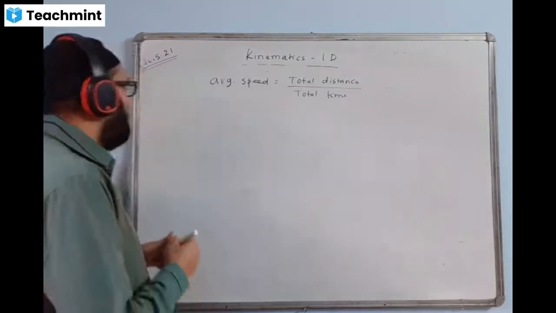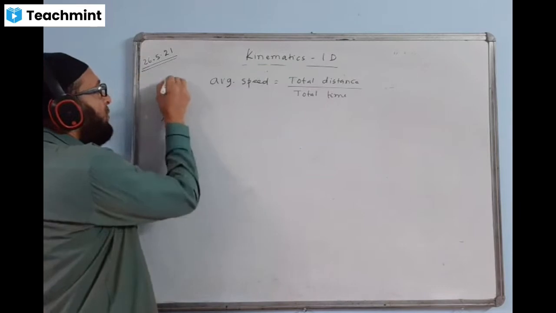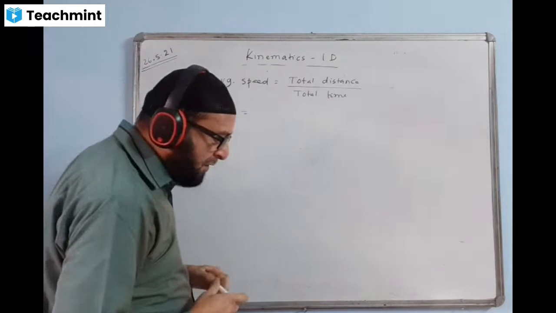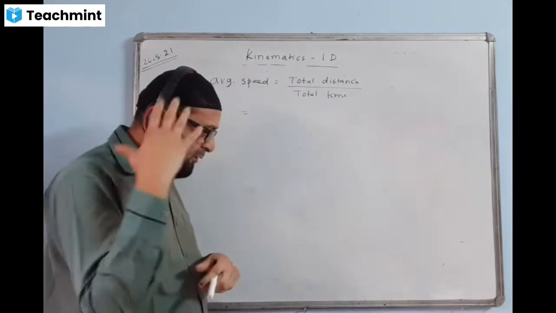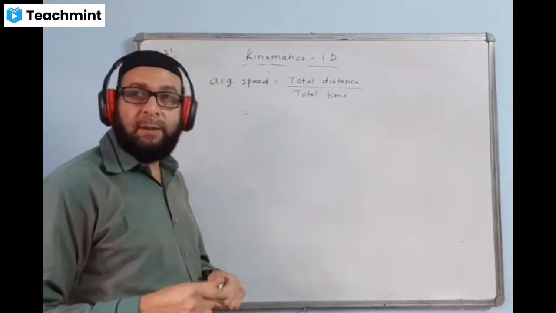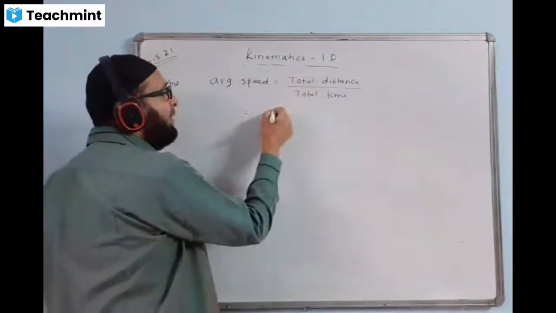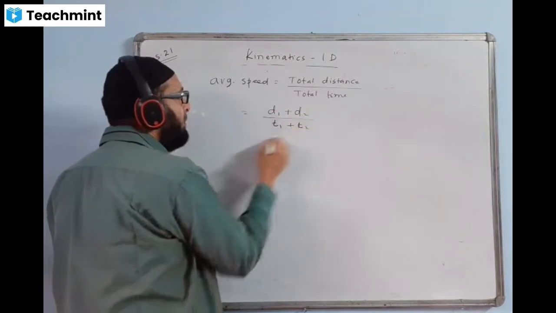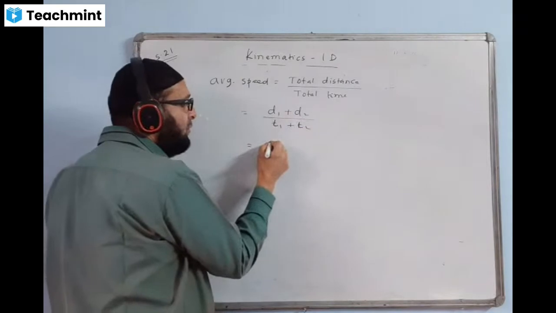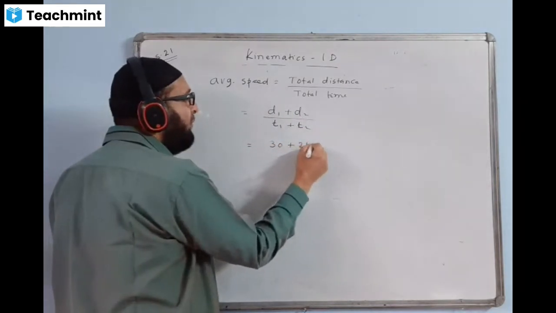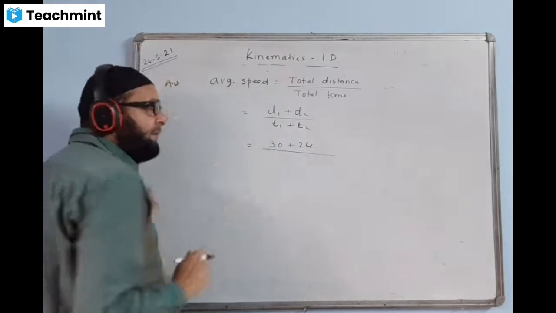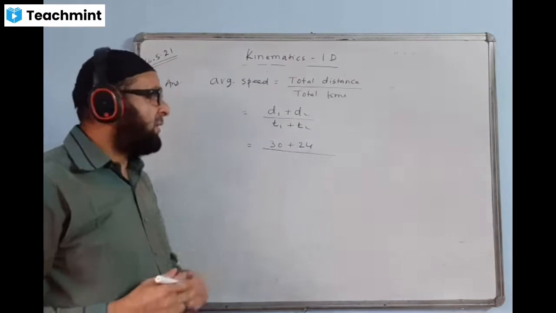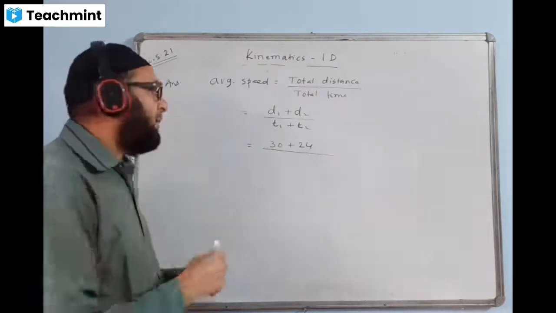So how to do this one? We can start from here. Average speed formula: total distance by total time. The two distances are mentioned in the question. The first distance is 30 kilometers and the next distance is 24 kilometers. You can write it like this: d1 plus d2 upon t1 plus t2. Here we need time. Time is not given. They have given the speed for each distance. The time formula is distance upon speed, and we'll use it here.